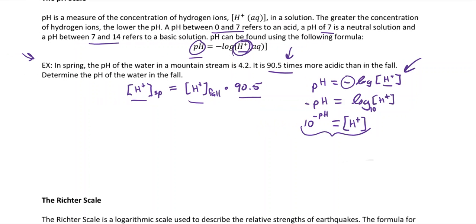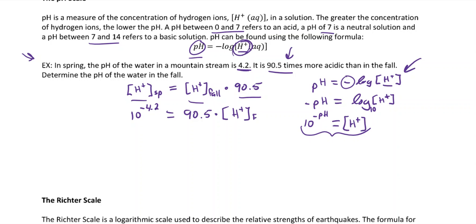So now that we have this figured out, we can actually put numbers in for this. So we are looking for fall. Here, I'll just put the numbers in as we know them. This would really be 10 to the power of negative, well, it's 4.2 for my pH in the spring. So 10 to the negative 4.2 is equal to, and then I'm looking for this one. I'll write the 90.5 out front, so that'd be 90.5 times H plus for the fall.